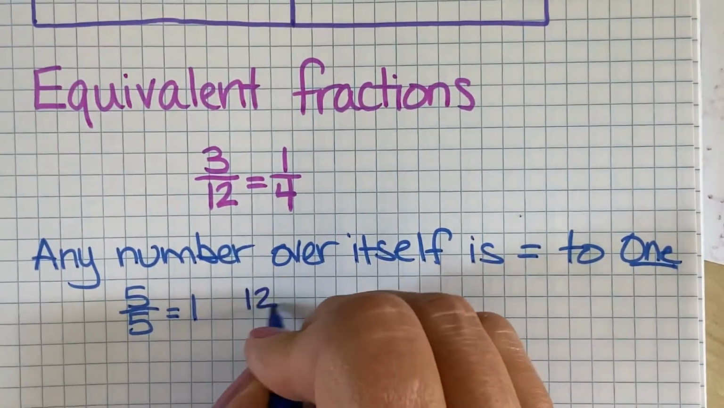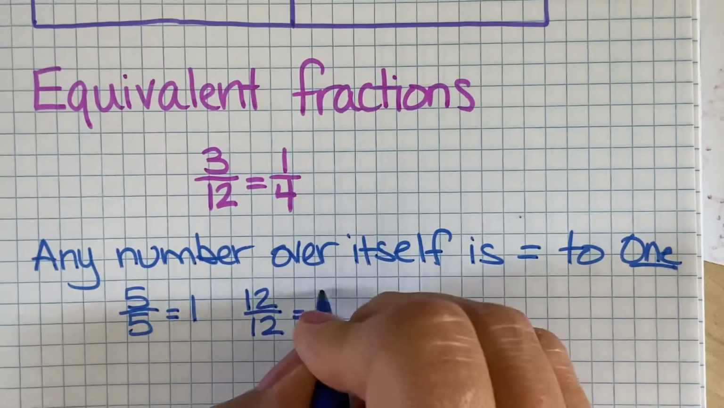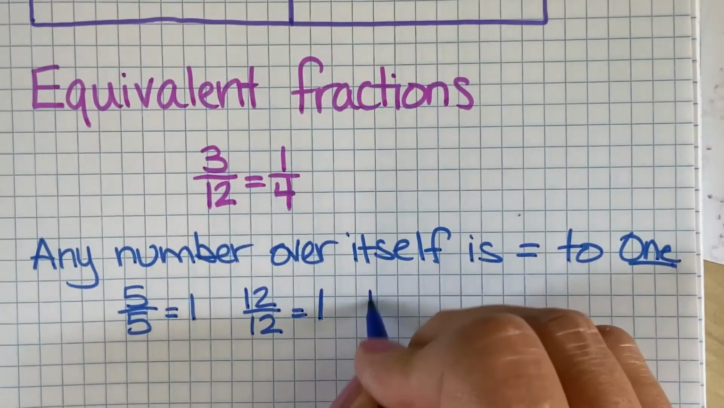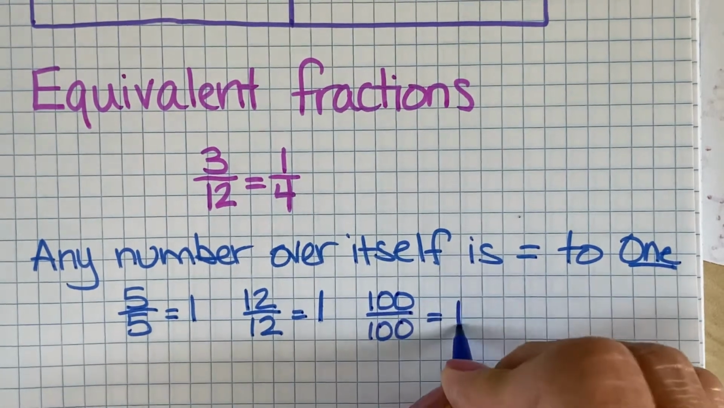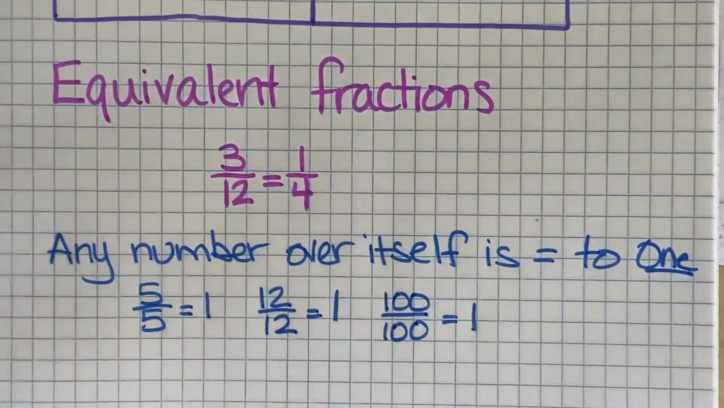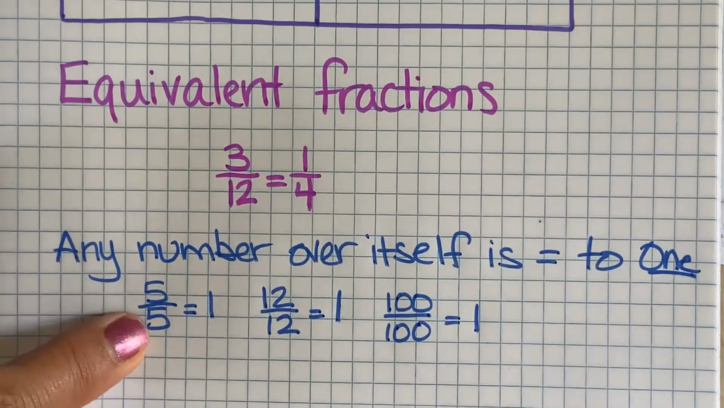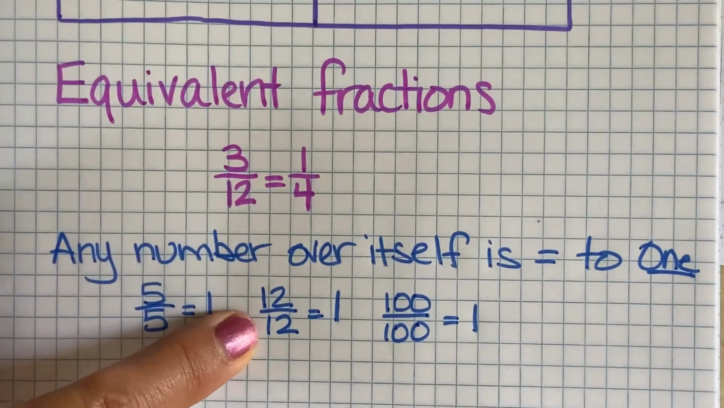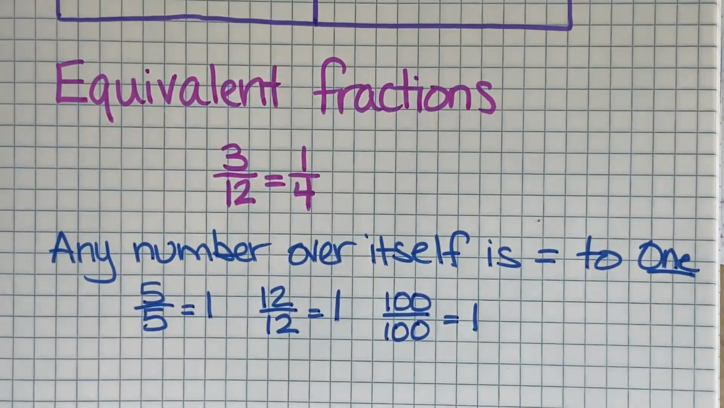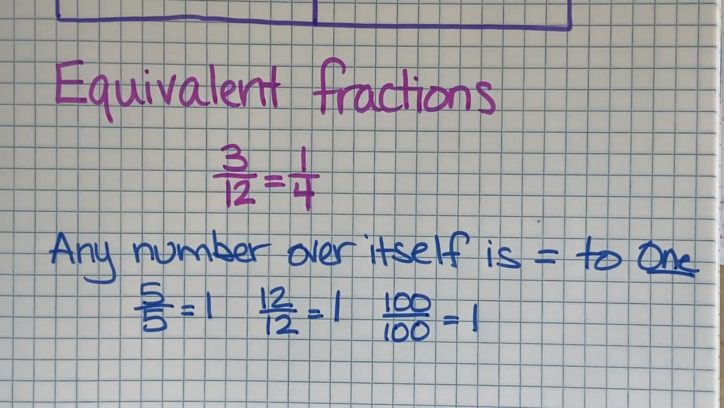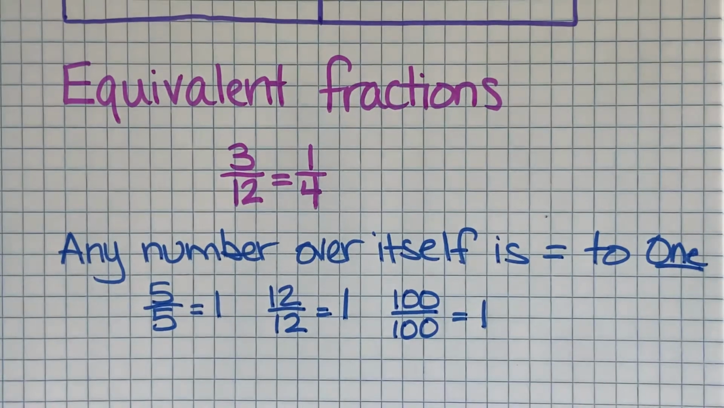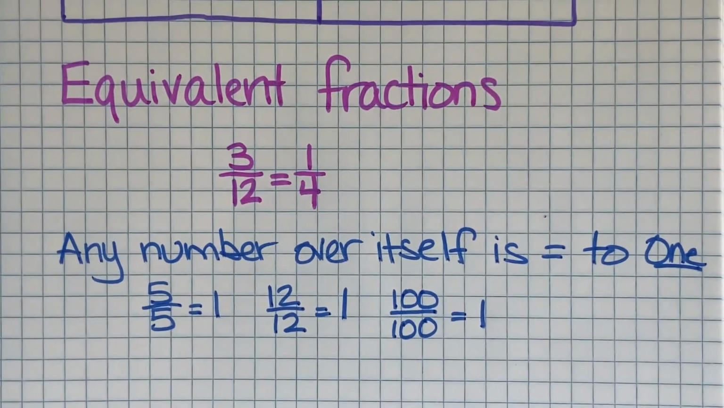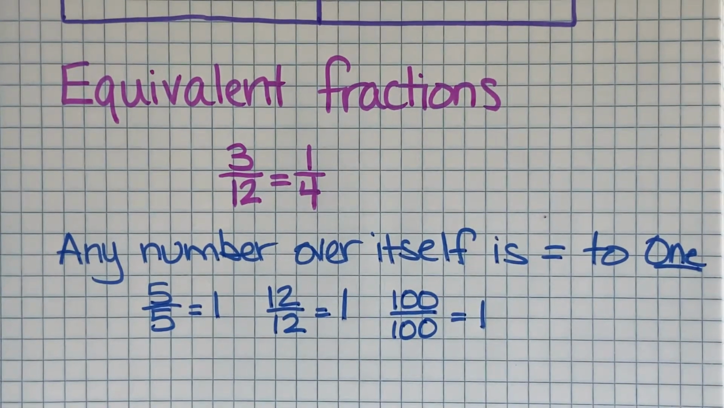If I had 12/12, it equals 1. If I have 100/100, it equals 1. Remember, a fraction is literally a division problem. 5 divided by 5 is 1. 12 divided by 12 is 1. 100 divided by 100 is 1. It doesn't matter what the number is, it's 1.